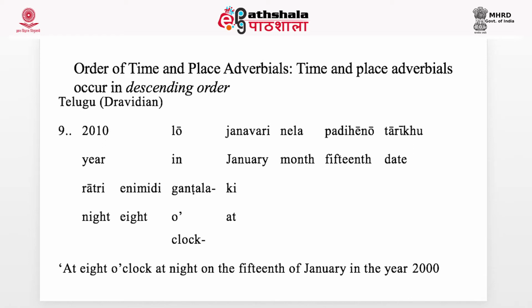What happens in a language like French or English? They are non-verb final languages. So the mirror image relationship would neatly function here. At 8 o'clock at night on the 15th of January in the year 2000. Here we are in the ascending order where the smaller chunk comes first, then the bigger chunk and the much bigger chunk and much bigger chunk.